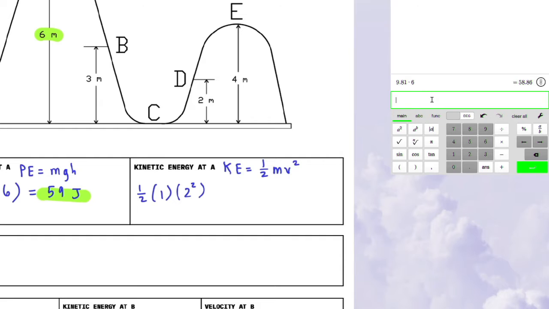I don't have to type this in my calculator, but just for demonstration, we have 0.5 times 2 squared, and we get 2.